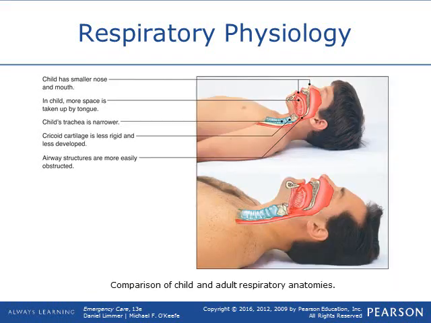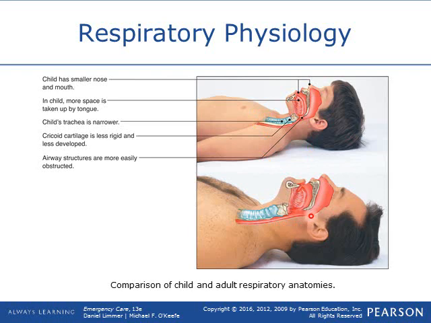A big thing to know about physiology of the airway is the difference between adults and children. So you'll see in this picture here, as a child, as they're laying down, you see this trachea is kind of bent. And you notice the drawing of the tongue here compared to the tongue of adults? Yes, the tongue of a child is much larger in proportion to their mouth than the adult.